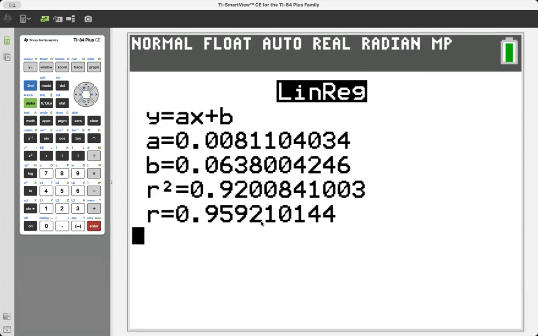0.9592. Okay. Also, I'm going to pull out from this screen my A, the A value that's going to be plugged in, that's going to be the constant in our equation, AX plus B. Pulling the A value out, we have 0.0081. And pulling the B value out, we have 0.0638. Okay, so we have A, B, R. And now for the first time, we are using R squared to answer a couple of questions. So let's pull out the R squared as well.